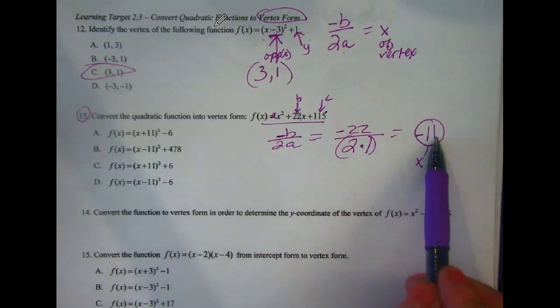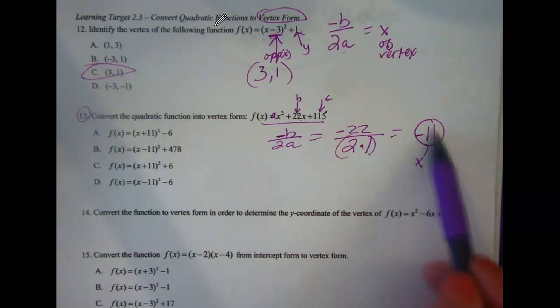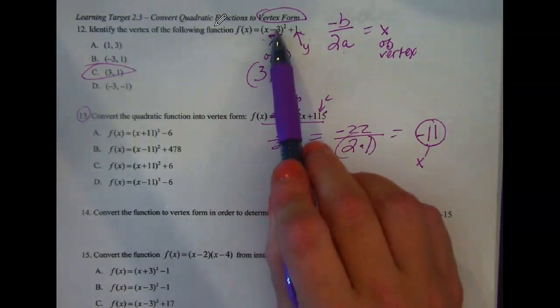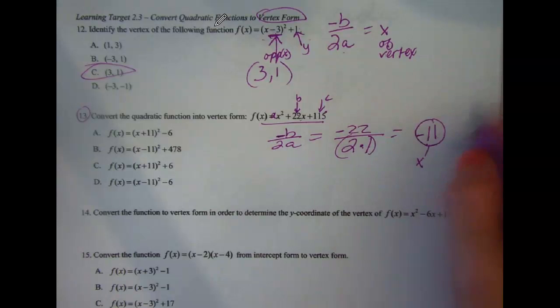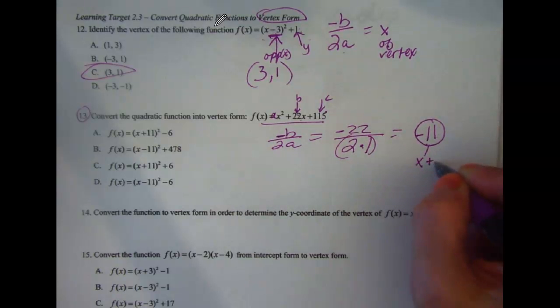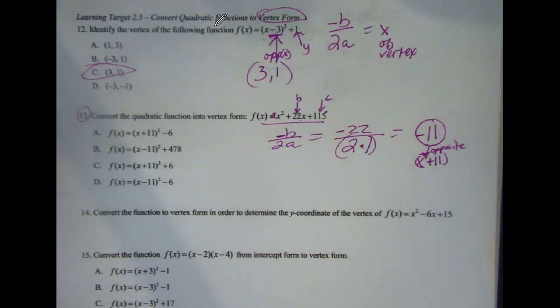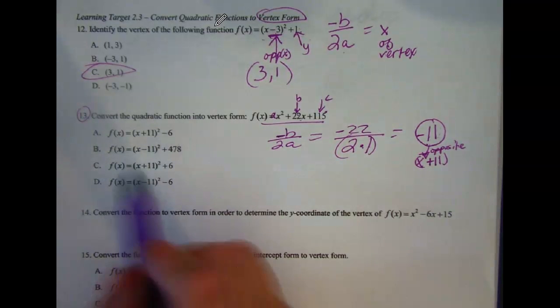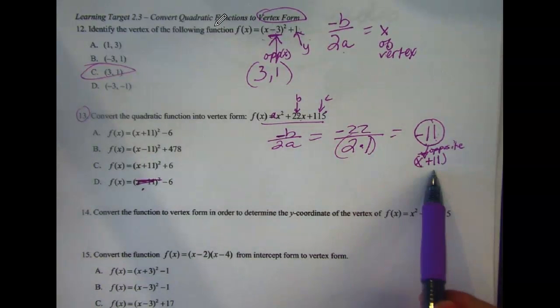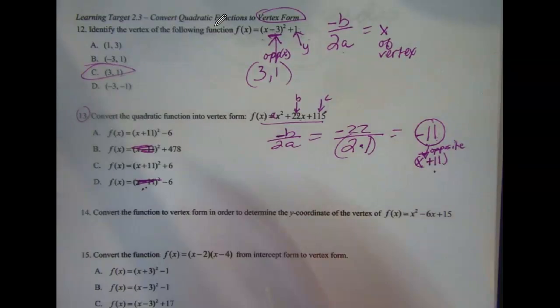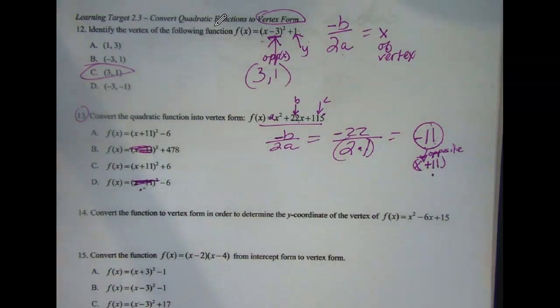Remember, as we went back up here, if we have a negative for our x, we put it in as a positive x. So when you write it in, it's really like x plus 11. Just so you know, that's the opposite. So we're looking for that piece. So if I knew that, I know right away I can get rid of this one, because remember, it's its opposite. When you find the x, you actually put the opposite into vertex form. And I can get rid of this one.